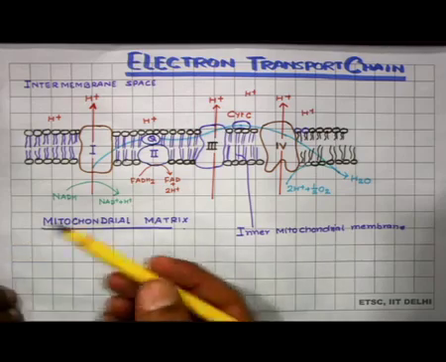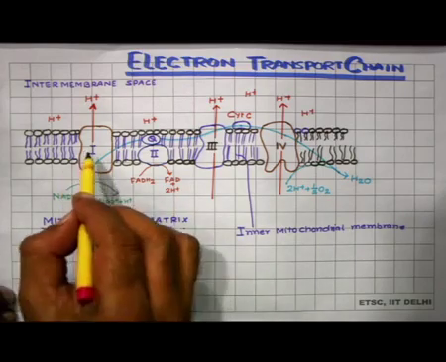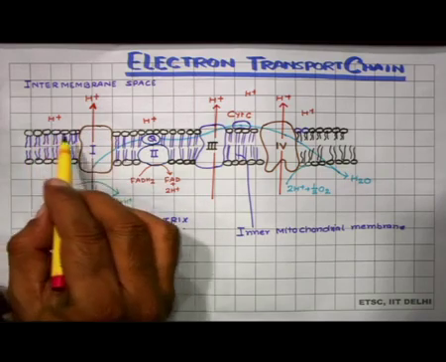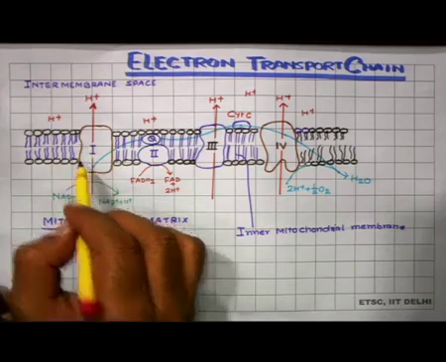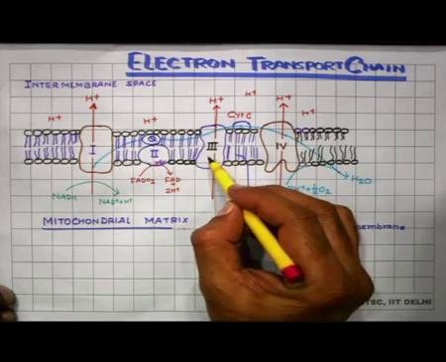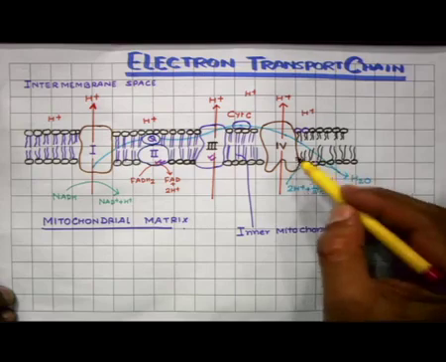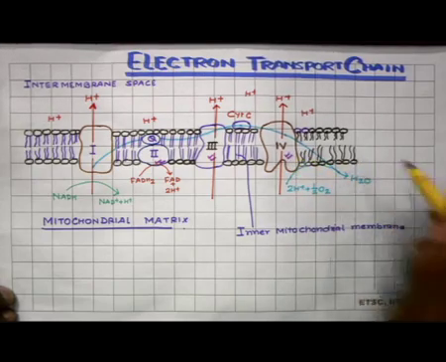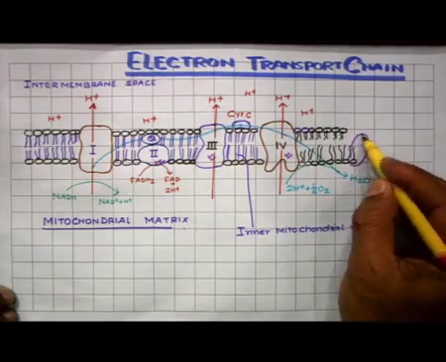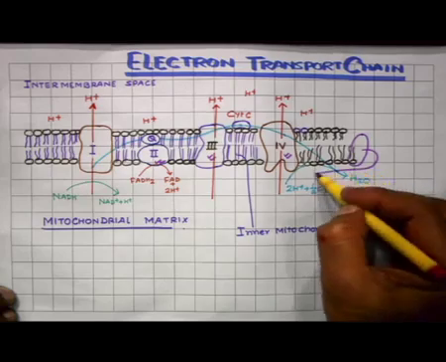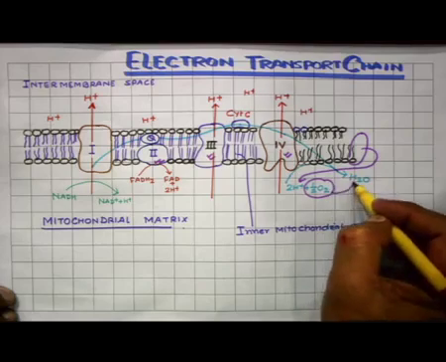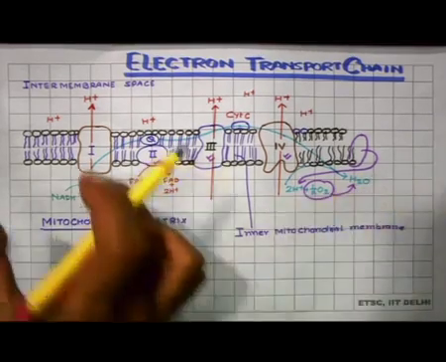Now, as we have discussed, 4 types of complexes are there. Here is the position of complex 1, which receives the proton and electron, and this is the position of the second complex, this is the position of the third complex, this is the position of the fourth complex. Here is the position of complex 5, which ultimately reacts with the proton and molecular oxygen, which helps in the formation of water. So, these are the complexes.